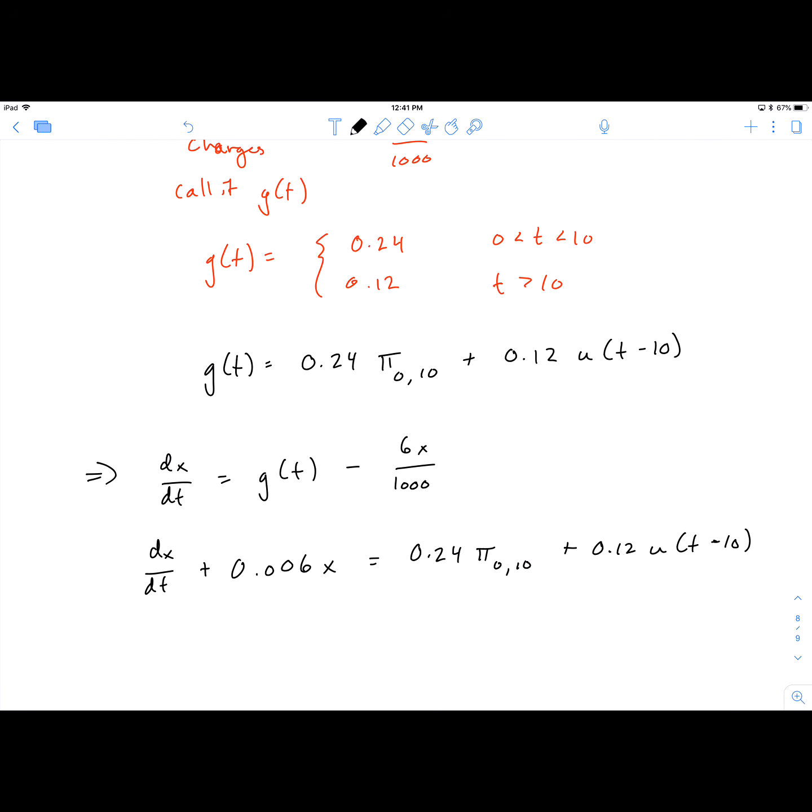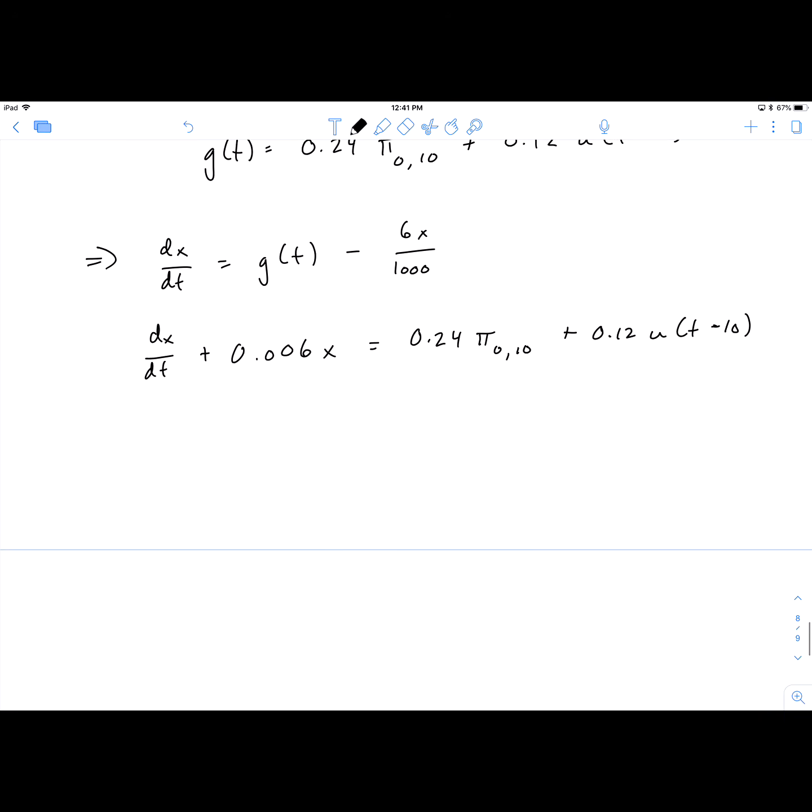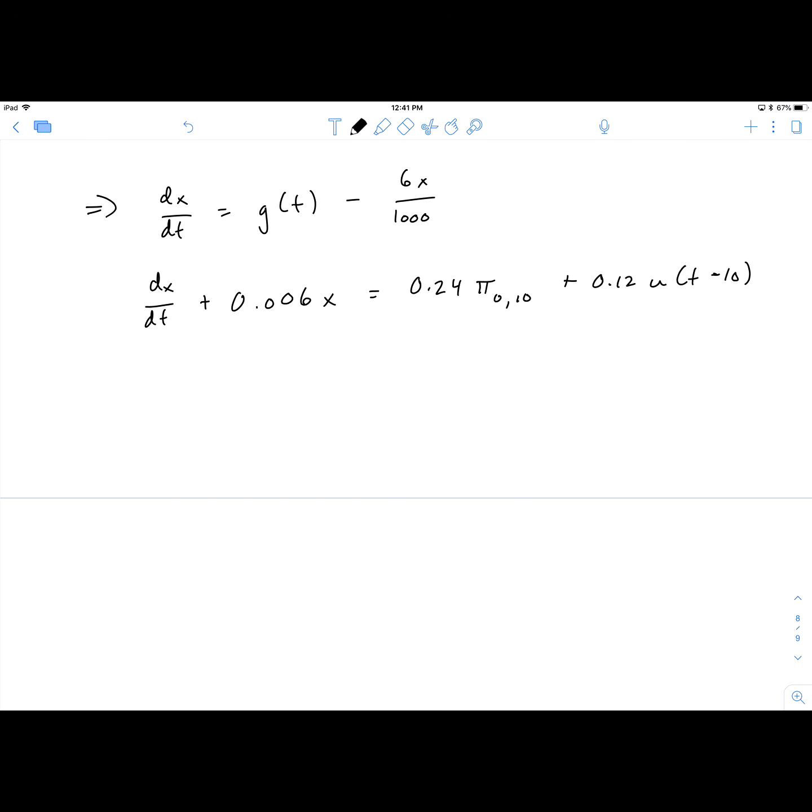Okay, and with that, we're ready to take the Laplace transform in order to solve. So we take the Laplace transform of dx/dt, the derivative. That would be s times capital X minus x of 0. Then plus 0.006 capital X.